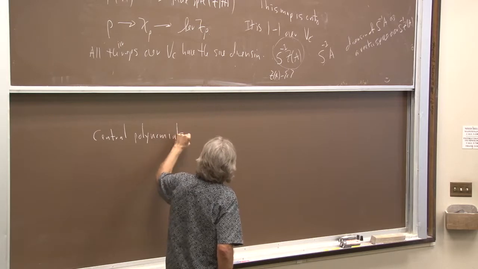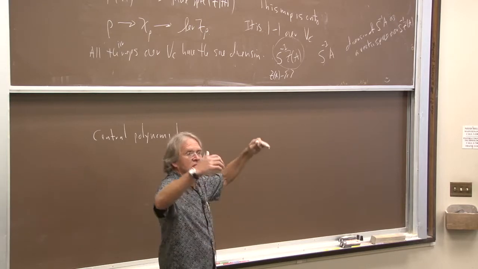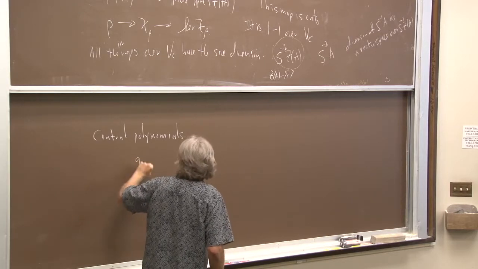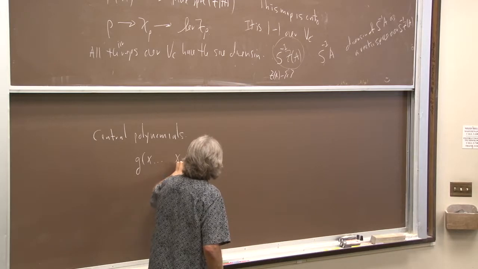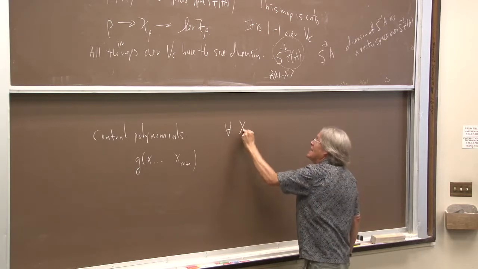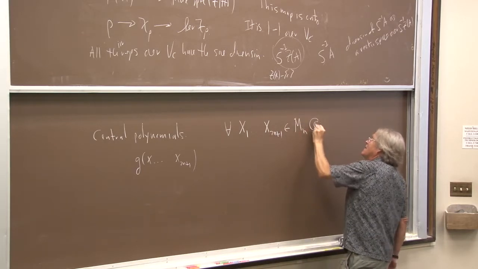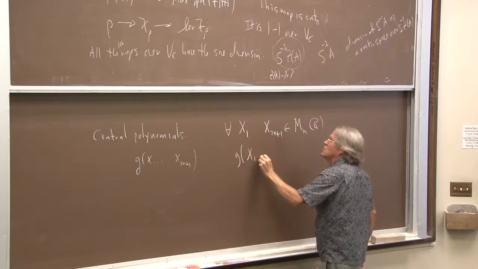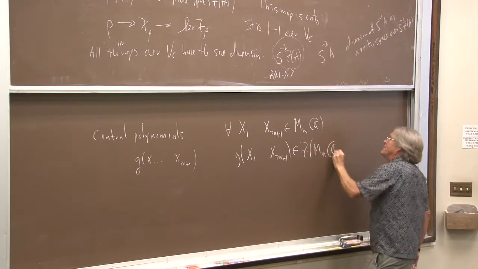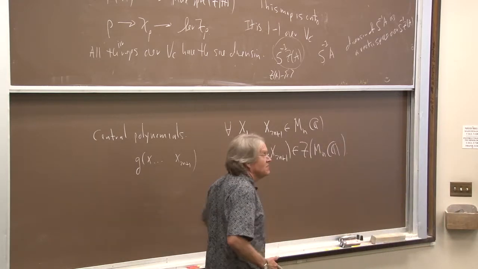And a central polynomial, there are central polynomials in dimension n. So there are different central polynomials for each dimension. A central polynomial is a polynomial in non-commuting variables, I think 2n plus 1 variables, so that for every x1 through x2n plus 1, an element of the n by n matrices G of x1 through x2n plus 1 is in fact a scalar matrix.